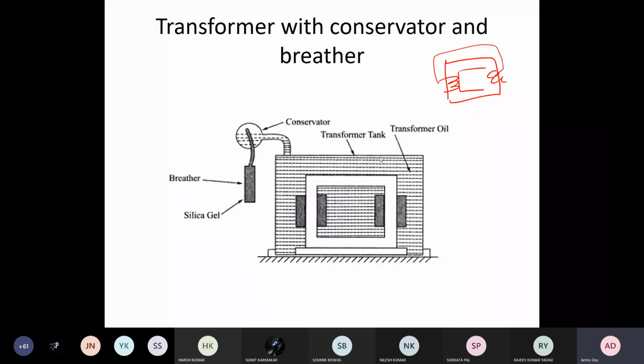There are certain characteristics which are... you are from an electrical background, electrical stream, or your stream? No, sir.